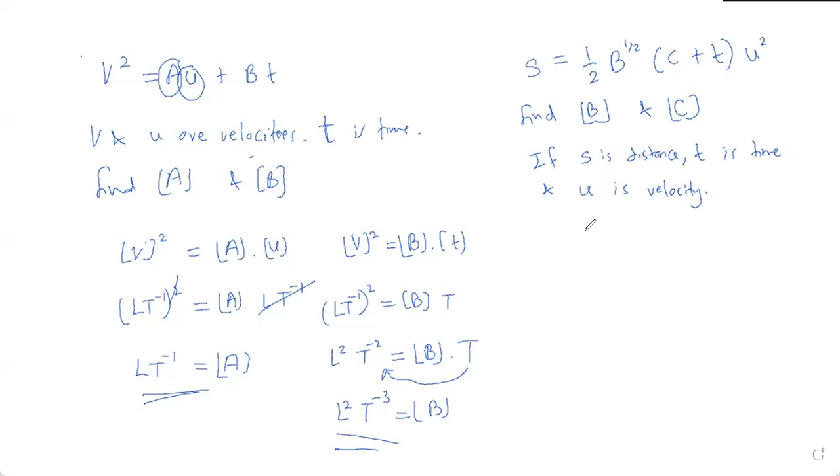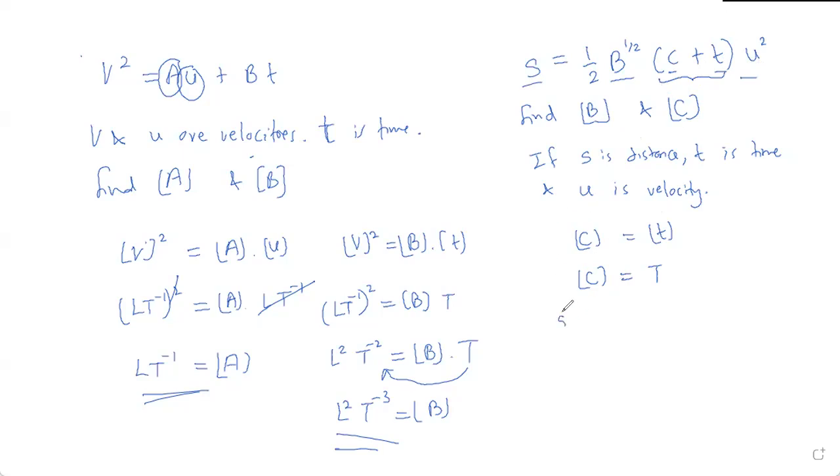Yeah, we'll check. So C and T are added, no? So then dimensions of C should be equal to the dimensions of T. So T is time, then dimensions of C is also time. But now you are multiplying to find the dimensions of B, right? B to the power half multiplied into the time, that is C plus T is like a time, no? Multiplied into U squared is distance. So it's kind of a long expression.